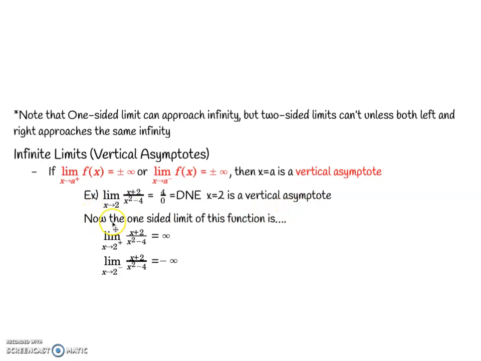Now, let's see what the one-sided limit of this function is. So you graph this function into the calculator and you'll see how from the right it is approaching positive infinity and from the left it's approaching negative infinity.